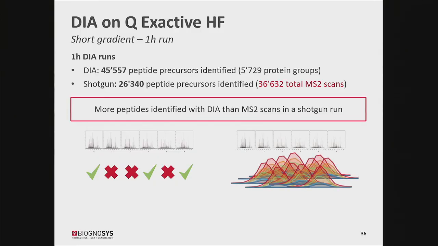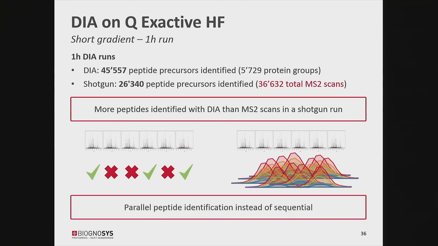And how can you explain that? Of course, shotgun is a very sequential method. You have to acquire one MS2 spectrum after another, whereas DIA is a very parallel method. You will measure many peptides in parallel. This is how you can improve the coverage or the throughput of your method. So the parallel identification instead of the sequential identification really enables a leap forward in the amount of peptides quantified, reproducibility, and also in quality of the data.